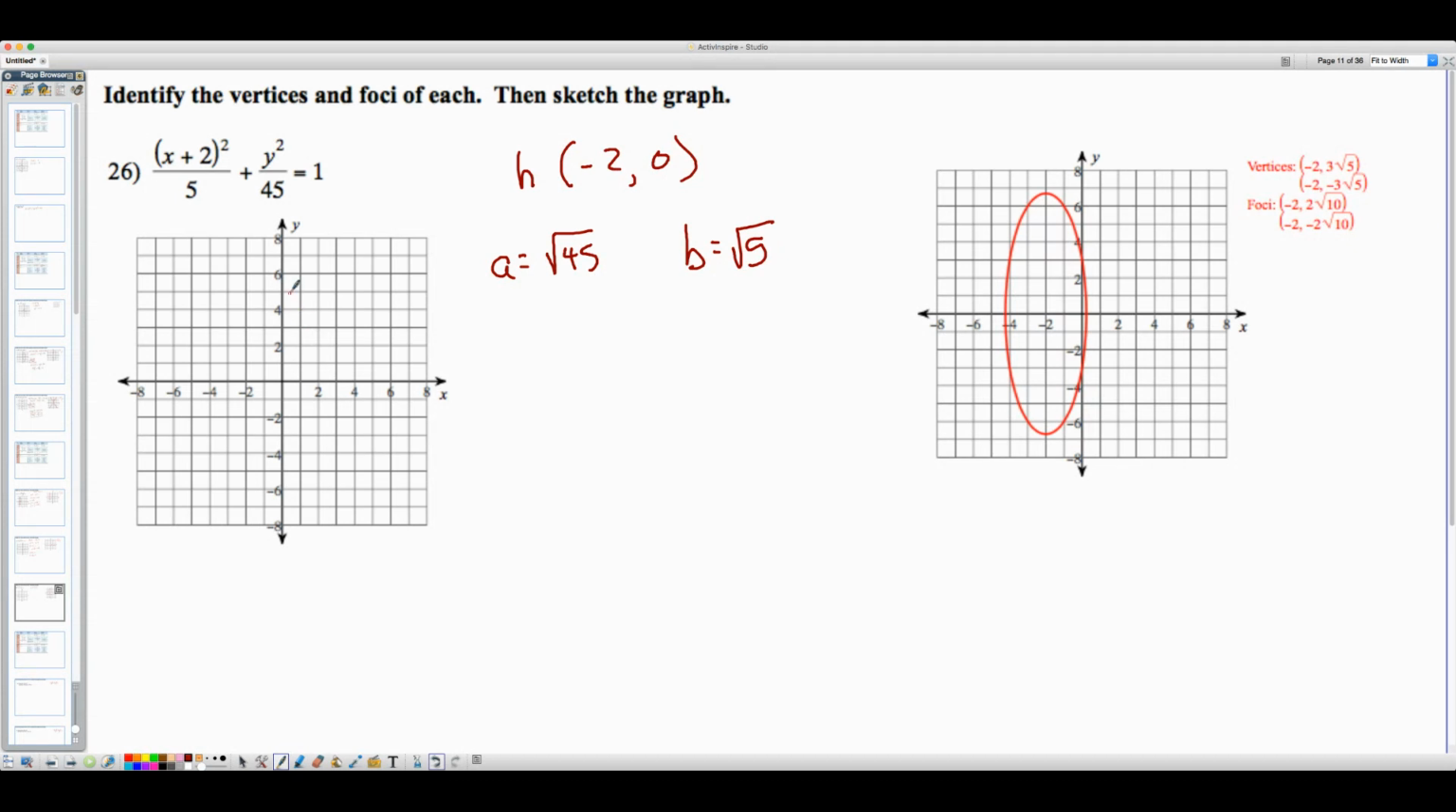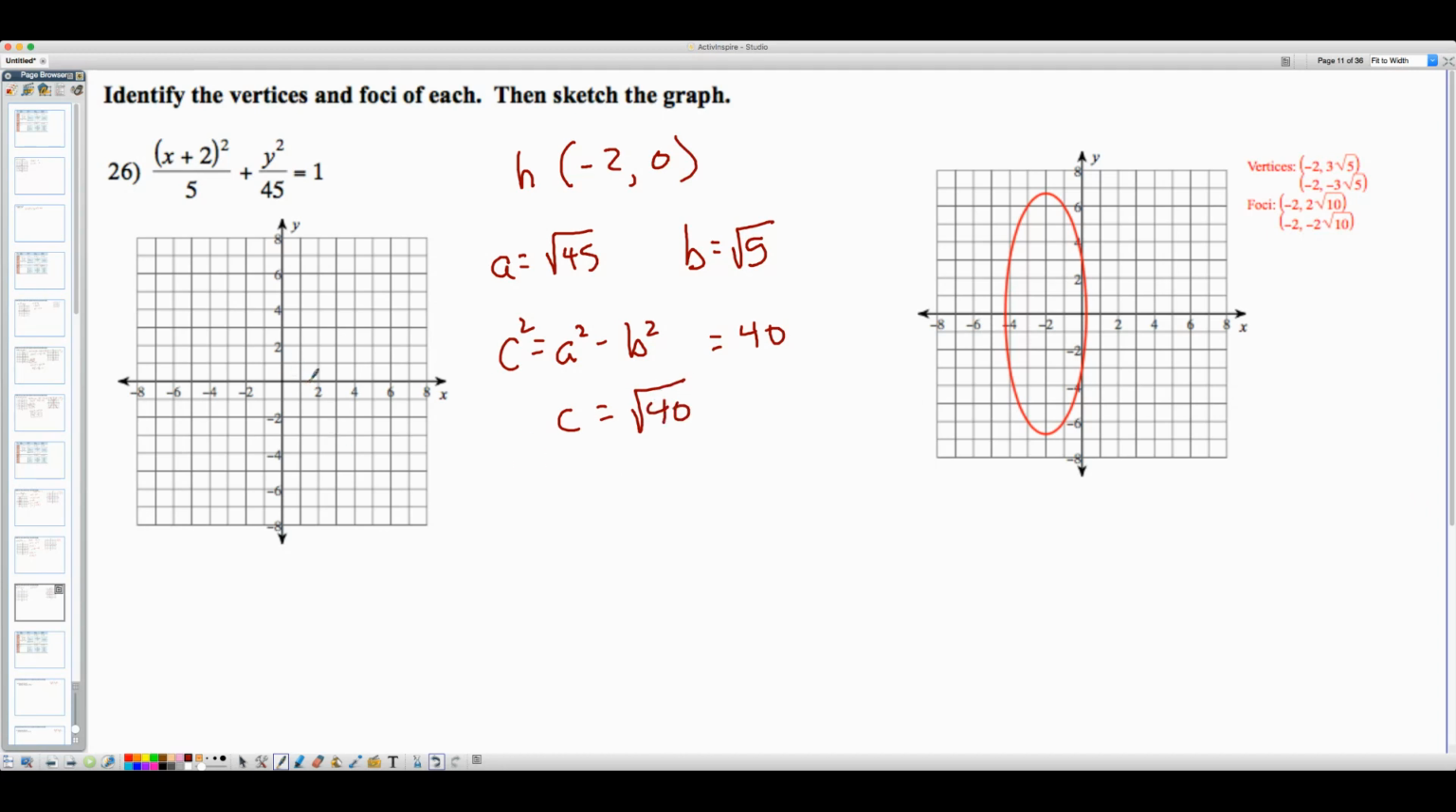My c value: c squared is equal to a squared minus b squared. So 45 minus 5, c squared is equal to 40, and c would equal the square root of 40.